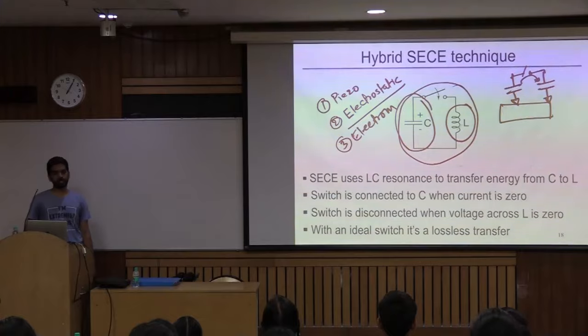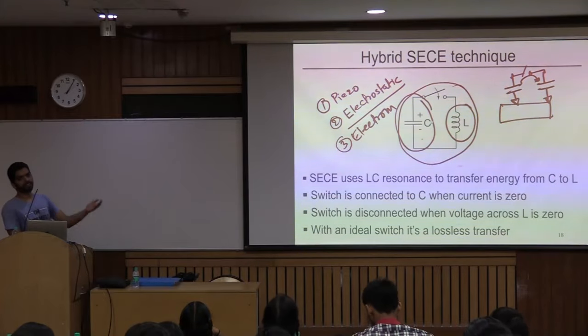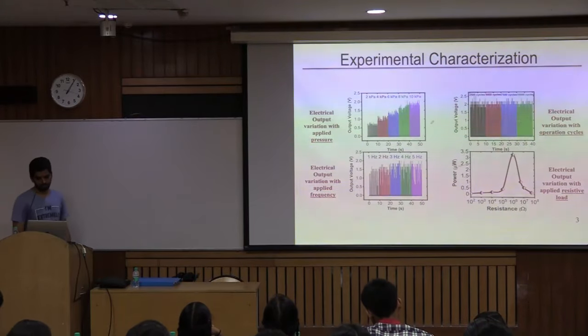Basically some resonance happens, and due to this resonance, the complete energy can be transferred from this capacitor to this inductor. Maybe it will not make much sense right now because you are not familiar with capacitors and inductors, but I can just tell you that we have designed a circuit which can transfer this charge from the device to the battery in a much more efficient way. So that can be done using a circuit.